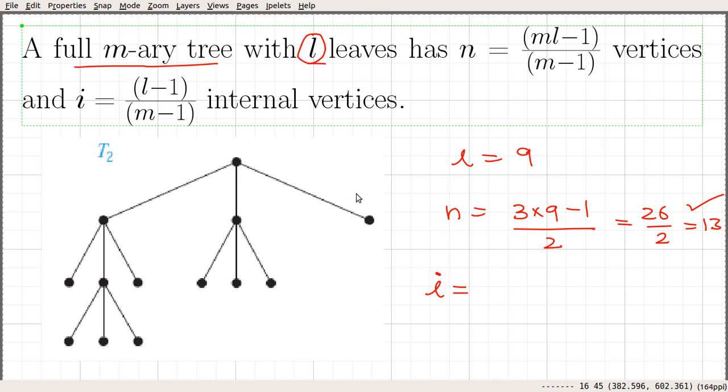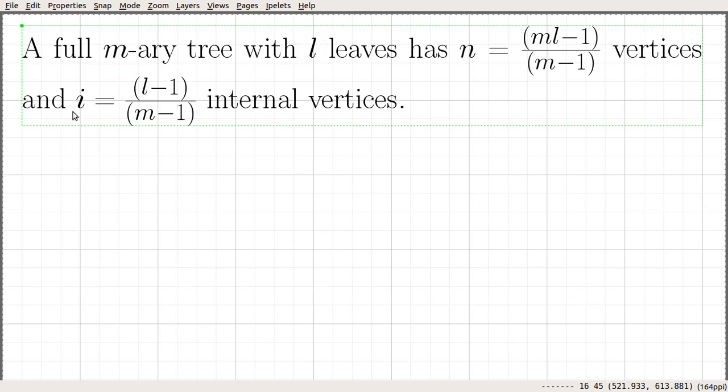Okay, so this tree satisfies this equation, and let's find the number of internal vertices. Using this equation, with L equal to 9, 9 minus 1 is 8, 8 divided by (m minus 1), which is equal to 4. Here we can see that the total number of internal vertices is 1, 2, 3, 4. So this equation does satisfy for this tree, and let's go and prove it for the general case.